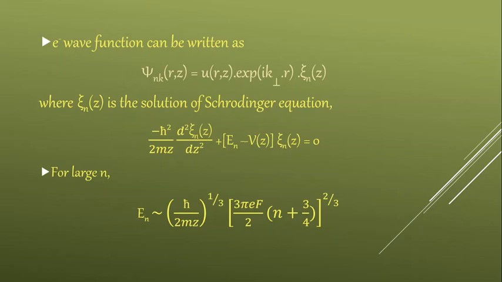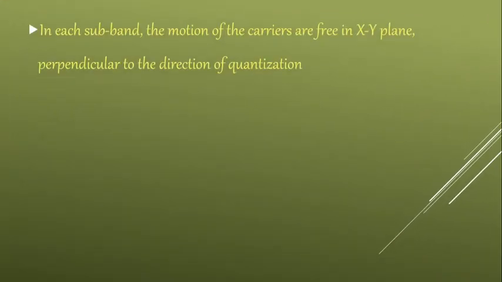And in order to make calculations of the properties of the inversion layers much more convenient, approximate solutions have been widely used. So here in each subband the motion of the carriers is free only in the xy plane, but it is restricted along the z axis, perpendicular to the direction of quantization, meaning the z axis is perpendicular to the xy plane and we say it is with respect to quantization.